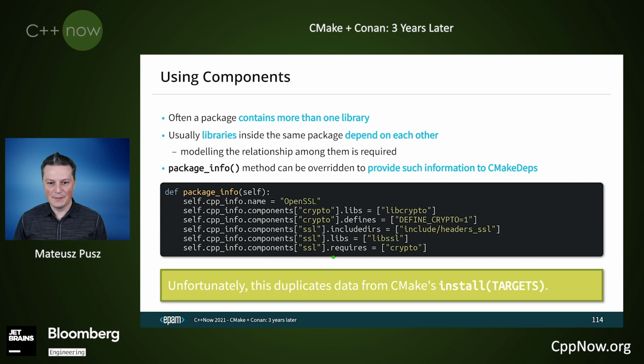Unfortunately, this duplicates CMake install target data. CMake already knows it, and you have to provide it once again in Python for Conan. I know that's a problem. I hope that will be solved at some point, that, for example, CMake will be able to generate some files that Conan will just reuse, rather than being forced to duplicate the effort and specify it twice.